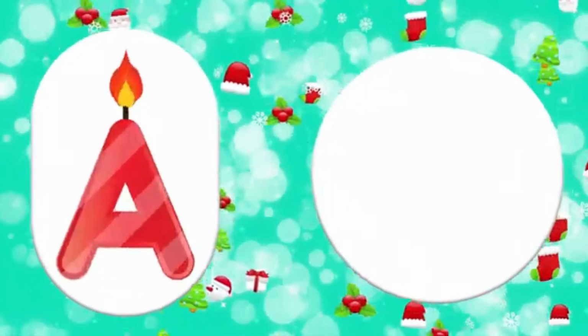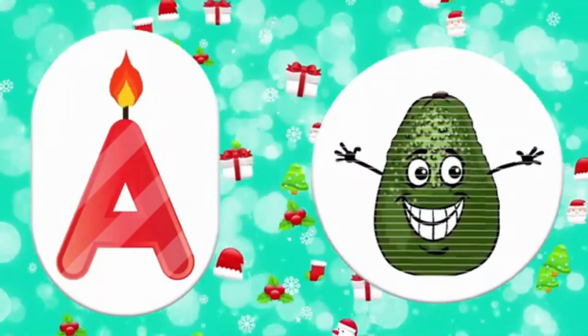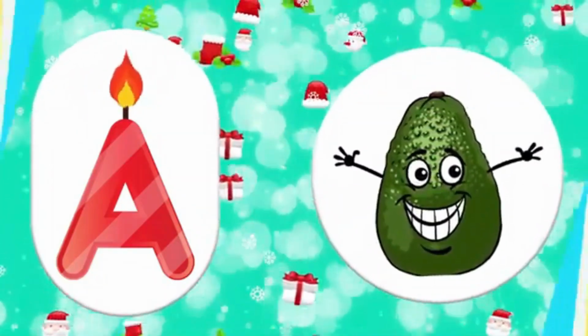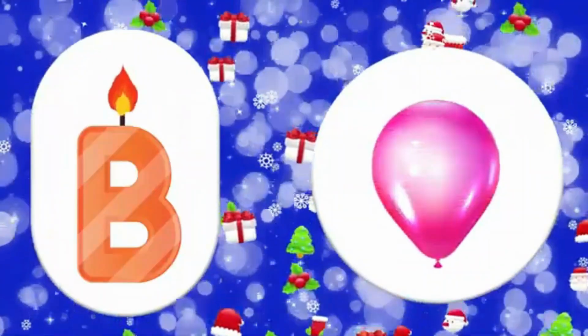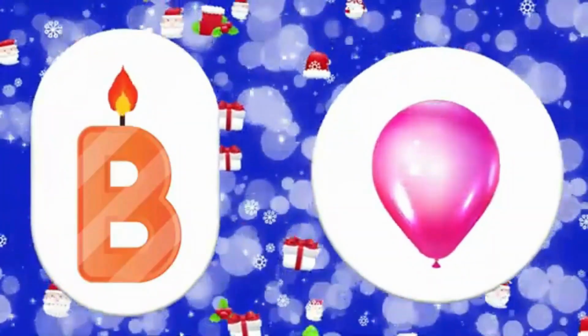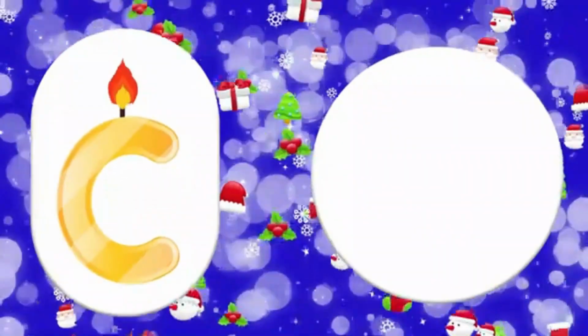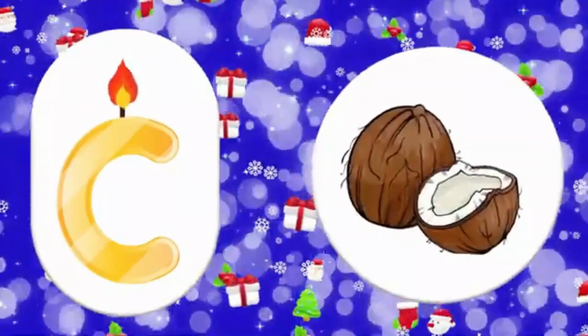Here comes the letter A. A. Avocado. A for avocado. Here comes the letter B. B. Balloon. B for balloon. Here comes the letter C. C. Coconut. C for coconut.